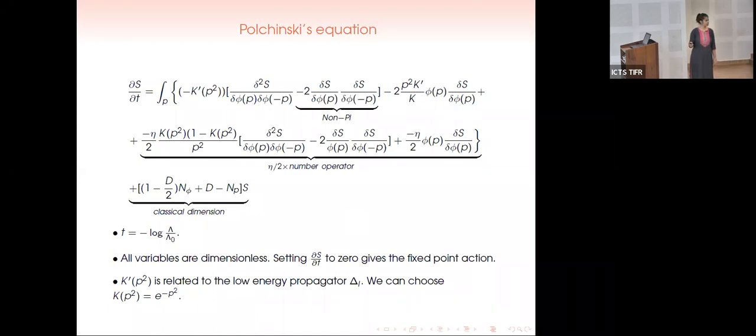Where did you use the fact that you have a CFT on the boundary? Oh, we are perturbing around a CFT, like a Gaussian CFT, a free theory. Okay, so in the UV, it will be asymptotically AdS. Yeah, I see.